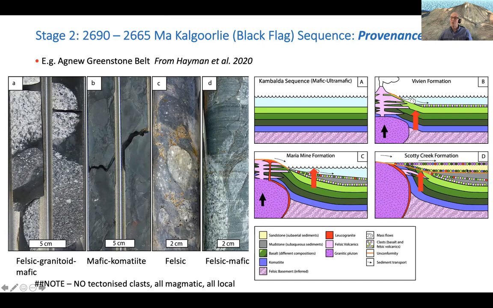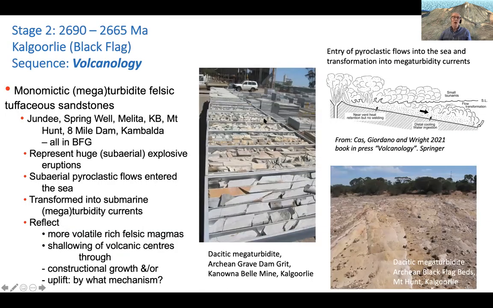So in the associated Black Flag Group type lithofacies, we find a provenance sequence that reflects a progressive unroofing of deeper levels of the stratigraphy. An important volcanological facies in this time interval are monomictic megaturbidite felsic tufaceous sandstones. Now these occur throughout the belt, from Jundee right down to Kambalda.